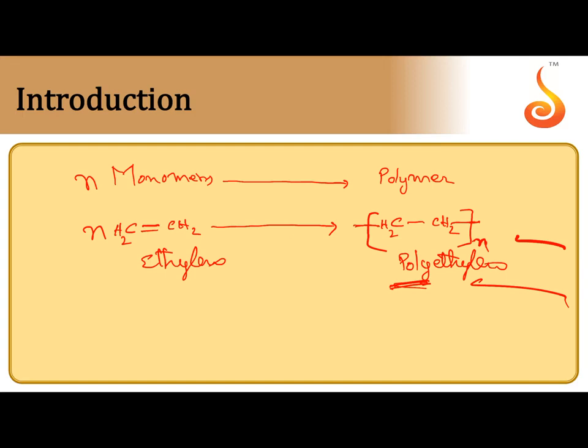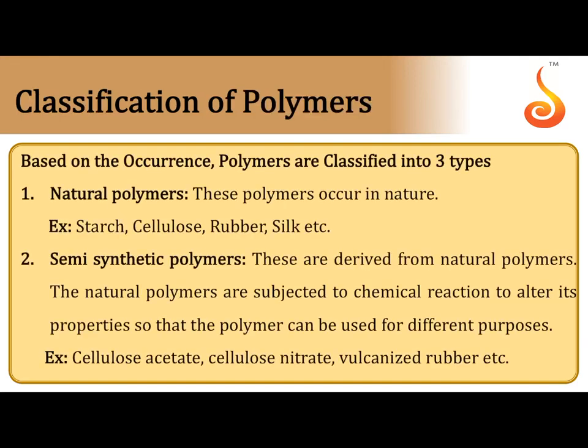Next, two monomers may get combined by condensation reaction. Such type of polymer is called condensation polymer. So, classification based on the source. Natural polymers occur naturally. You can remember the examples, just go through the examples.